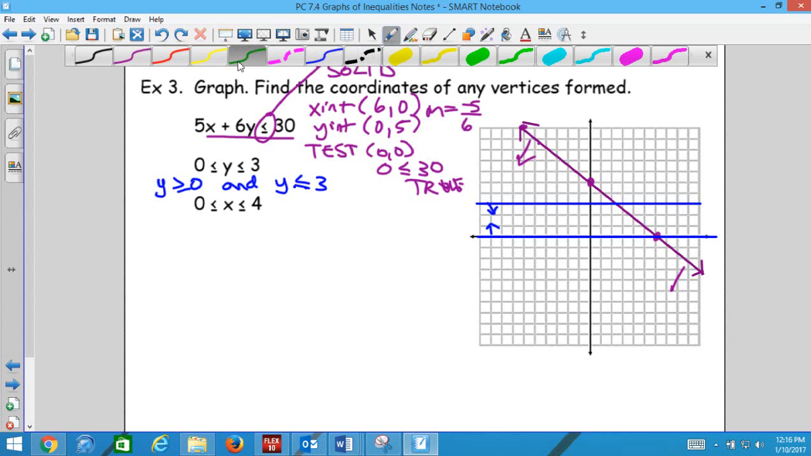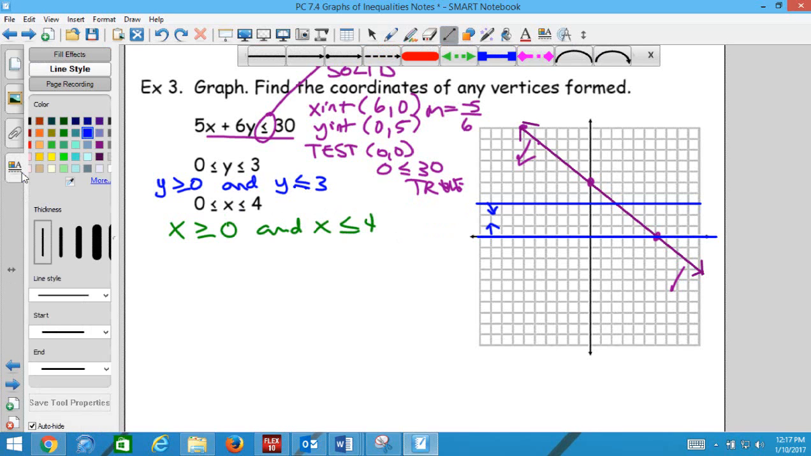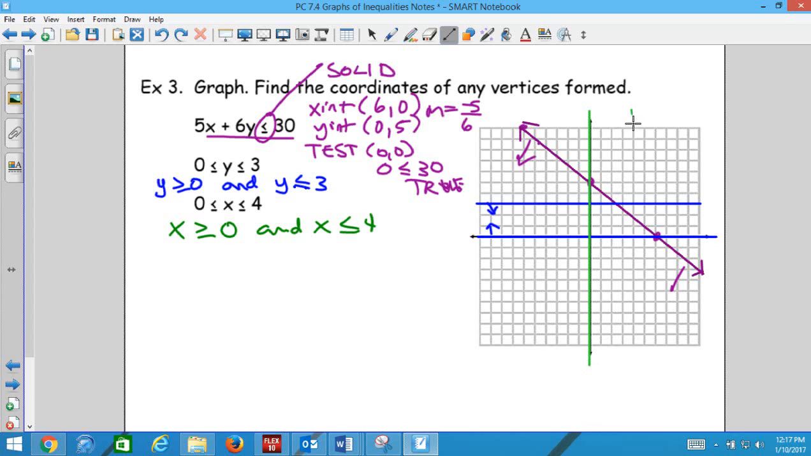And then x between 0 and 4, that's two equations. That's x is greater than or equal to 0 and x is less than or equal to 4. So I'll go ahead and graph those. Here's where x is 0, here's where x is 4, and it will be in between.